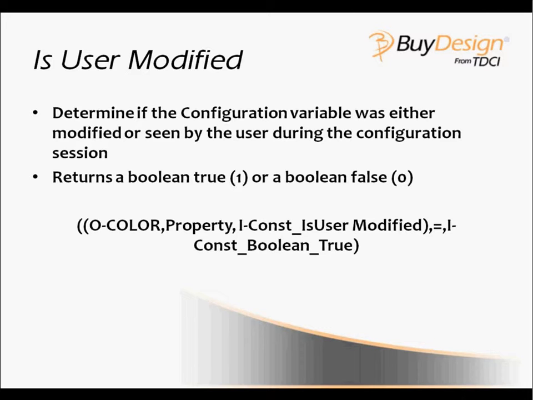Down at the bottom of the screen, I've given you an example of how this would work. I have an expression, O-color. I wanted to see the property of the constant variable is user modified. It's going to return a value. And I'm saying, if it's equal to the constant Boolean true. So I'm using a combination of those variables that we've discussed.